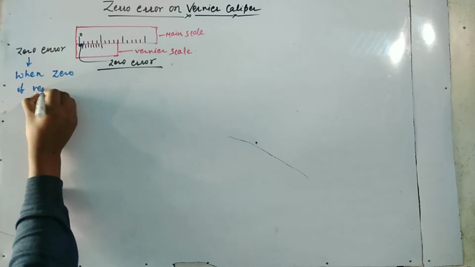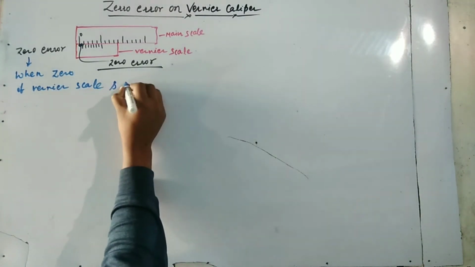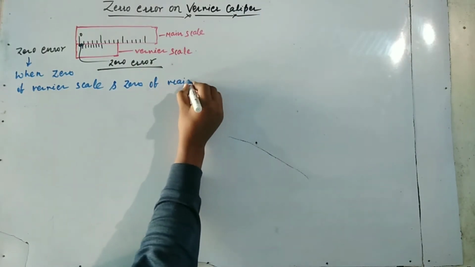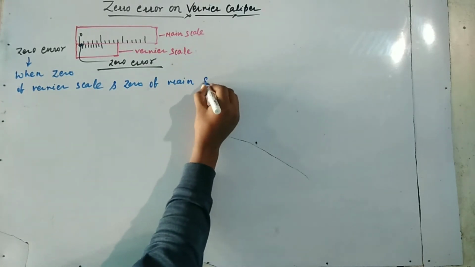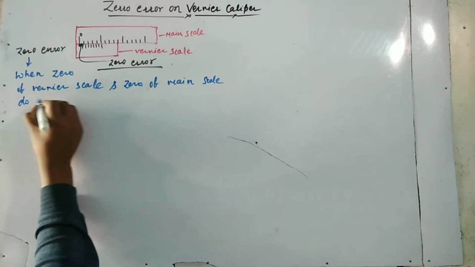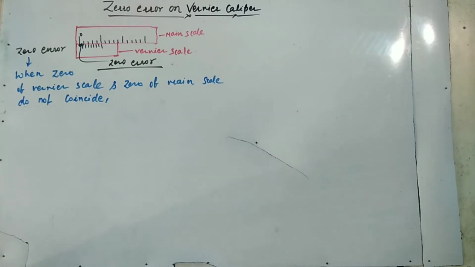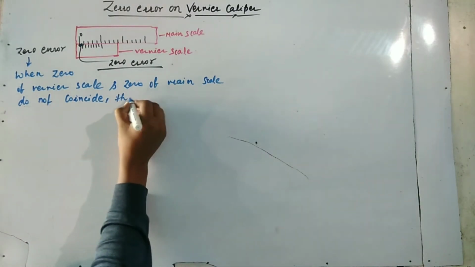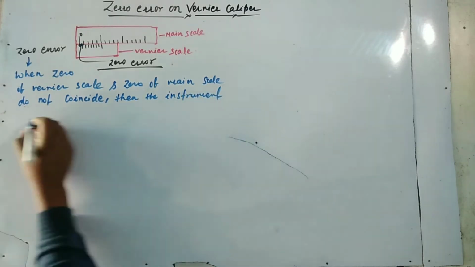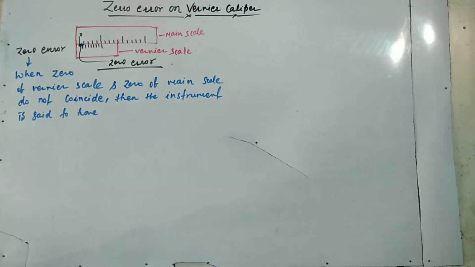We can define it like this: when the 0 of the vernier scale and the 0 of the main scale do not coincide, then the instrument is said to have a zero error. Zero error can occur in any instrument, not only in vernier caliper.